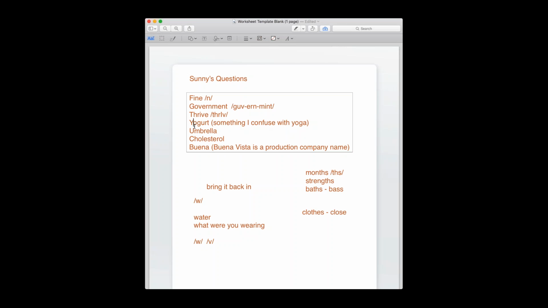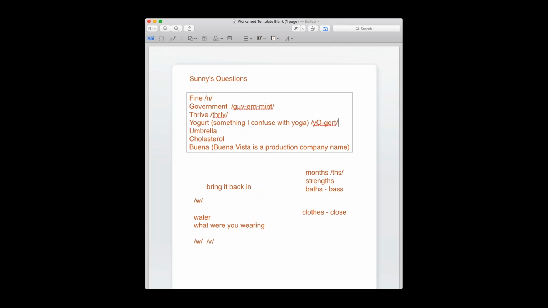All right, let's go through this next one. So yogurt and yoga. Say the first one. Yogurt. Okay, so we're going to want to get that grr. Say that for me, grr. Yogurt. So you're dropping the T at the end. Yogurt. Get that T. Yogurt.